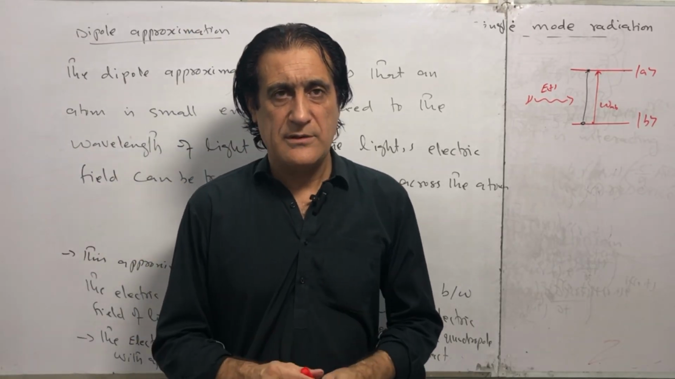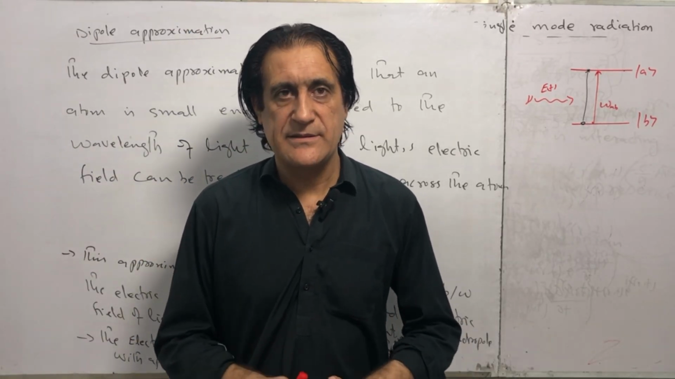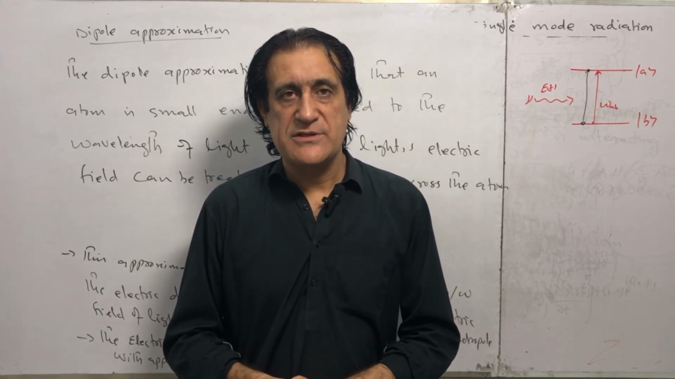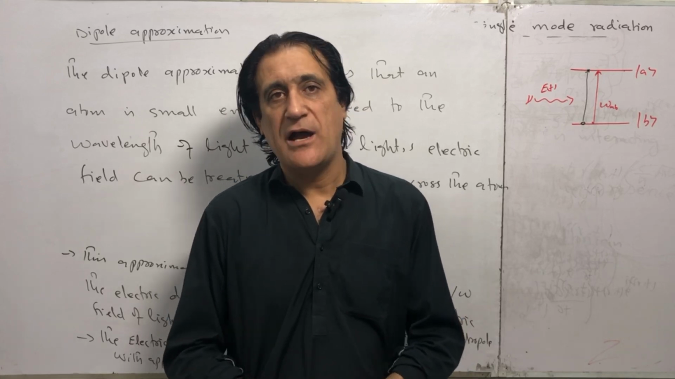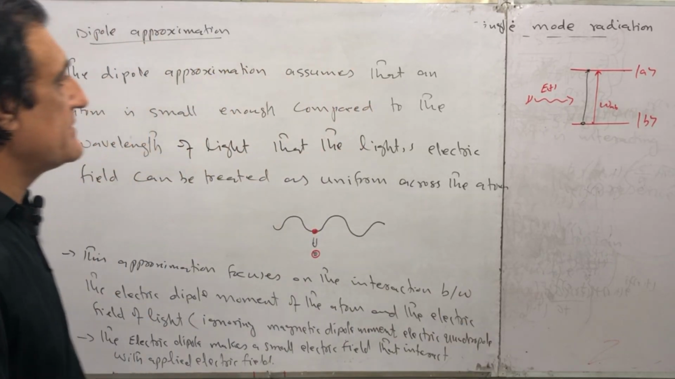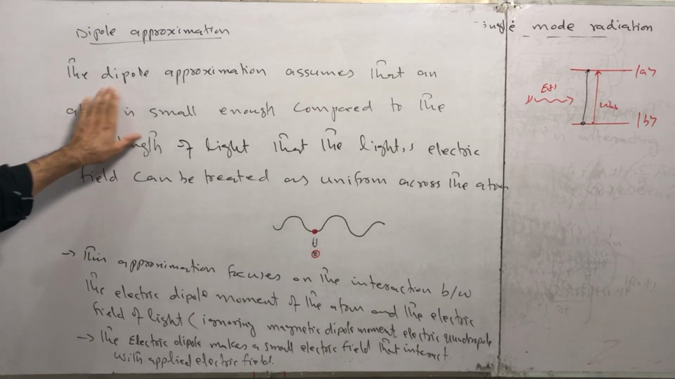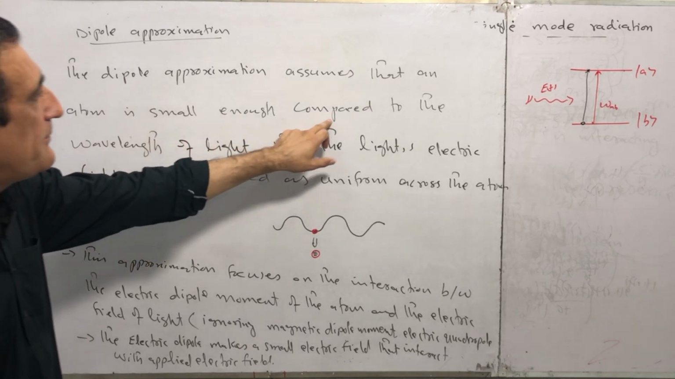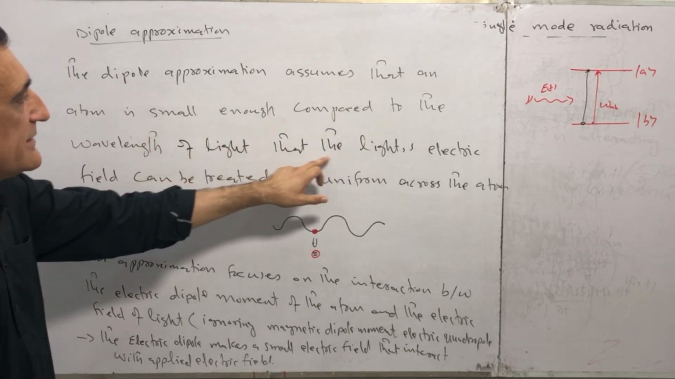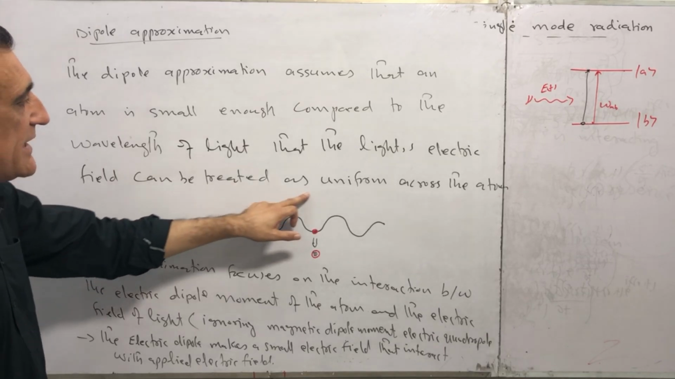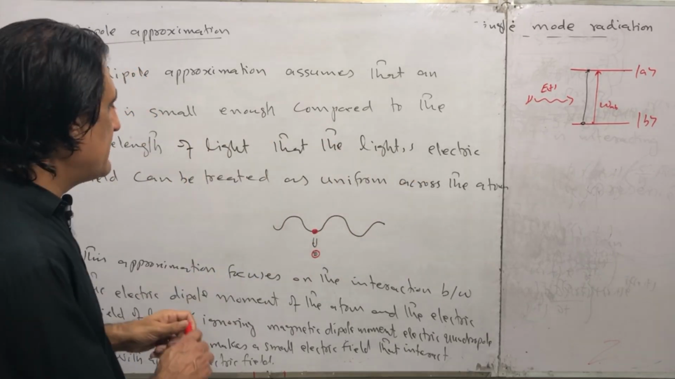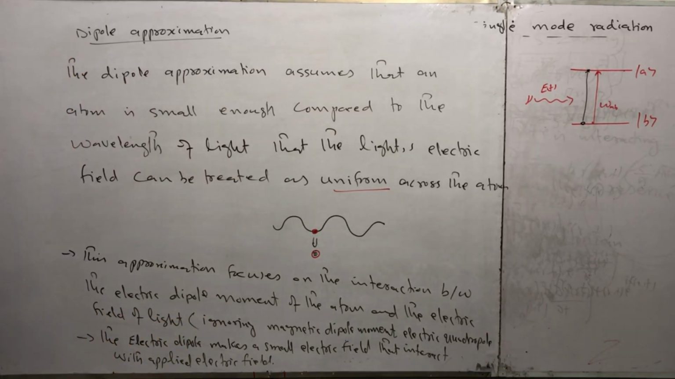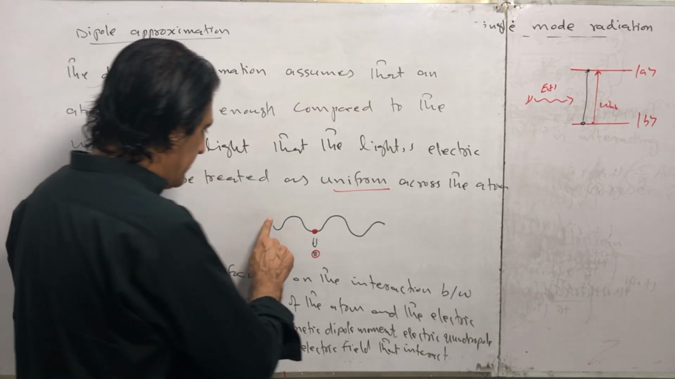The dipole approximation is very important in this situation because in the atom-field interaction, what is the dipole approximation and how can we consider this in our system? So the dipole approximation assumes that an atom is small enough compared to the wavelength of light that the light's electric field can be treated as uniform across the atom. So this uniform electric field is important.